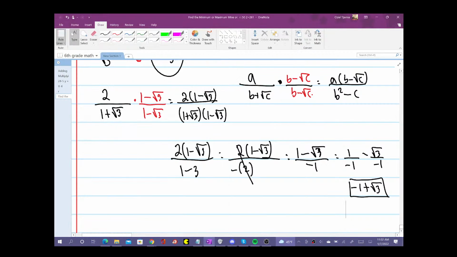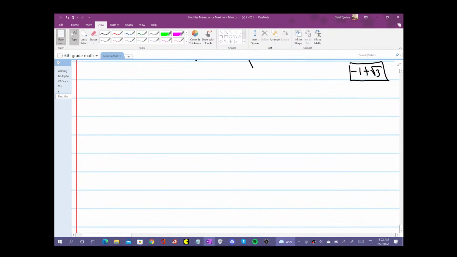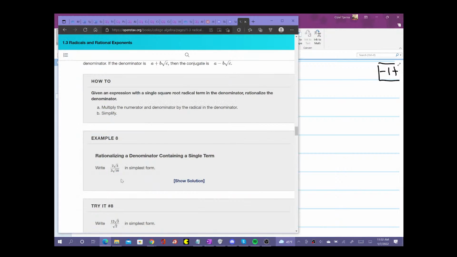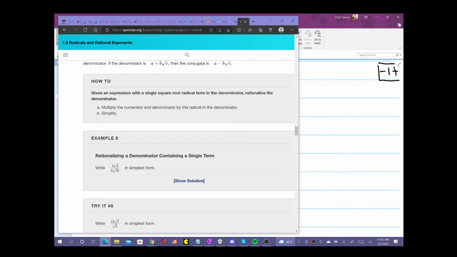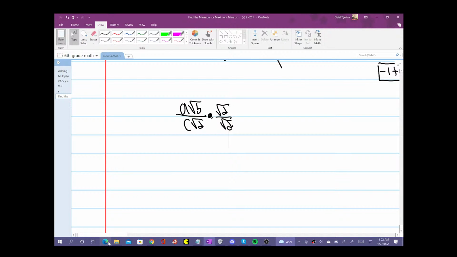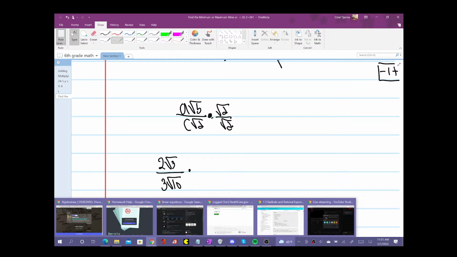Now, if we have, for example, 2 square root 3 over 3 square root 10. So, again, if we have, for example, a square root b over c square root d, we multiply times the square root of d on top and bottom. So anything that is on the bottom of the denominator, you multiply, like on the square root.